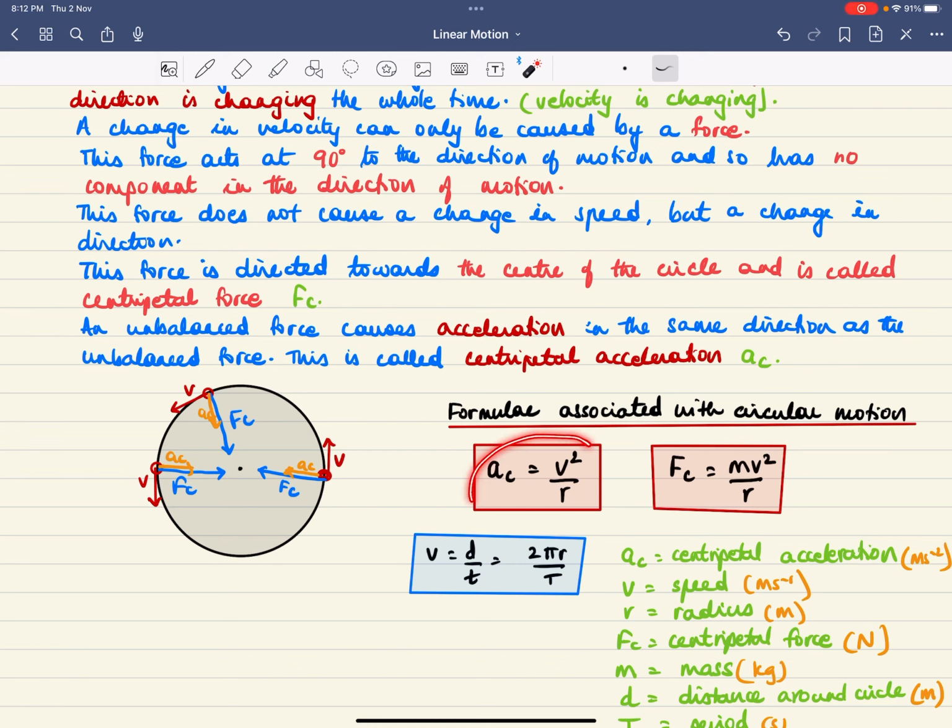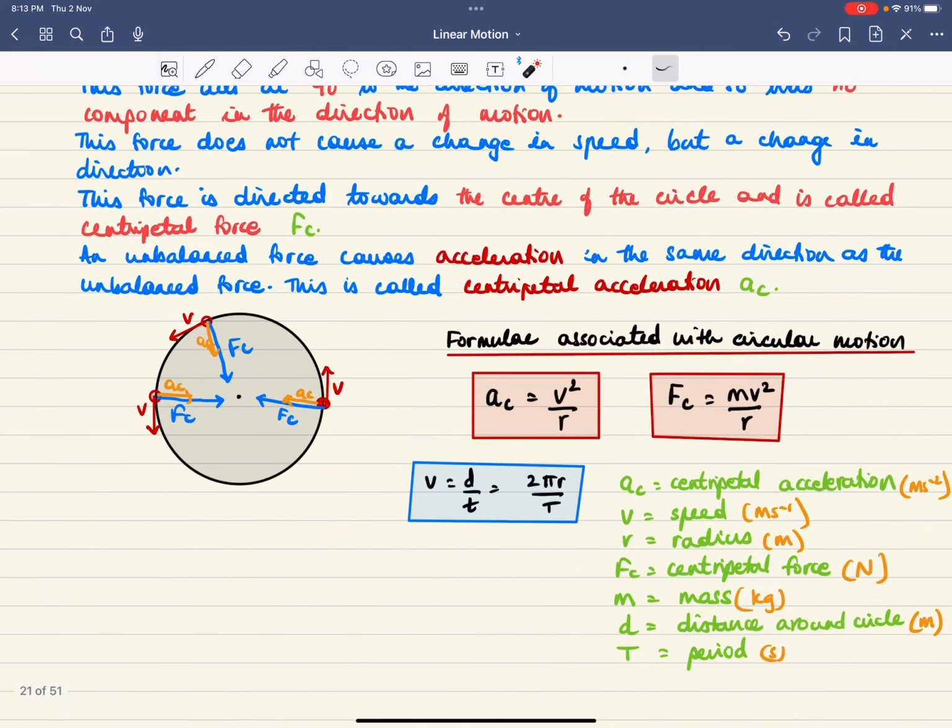There are a couple of formulae associated with circular motion. So acceleration is v squared over r, and unbalanced force is ma. So m times the formula for acceleration. In case you're not given speed but you know the distance and the period, then you need to use this.